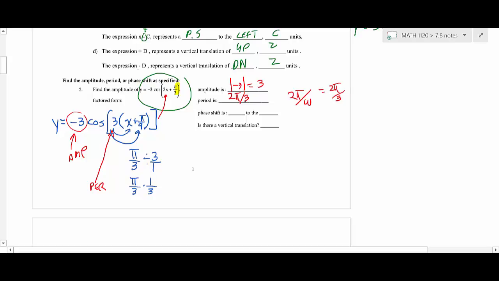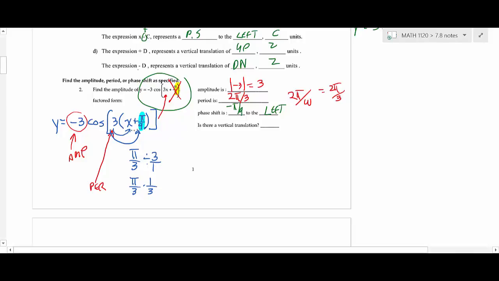Okay, now the phase shift is not pi over 3, it's this number right here, because it has to be in a factored form. So which way is plus pi over 9 going to go? To the left. Okay, the way that my math lab requires you to do this, is since it phase shifts to the left, you want to put not pi over 9, but negative pi over 9 like that. Okay, if it's going to the left, use a negative for the phase shift.